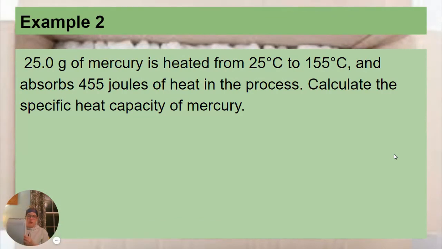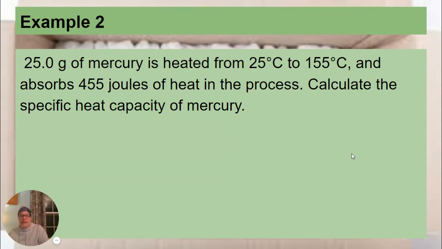Okay, so here's example 2. I feel like this is a possibility of something you could see on the test. So we've got 25 grams of mercury heated from 25 degrees Celsius to 155, and it's telling you it's absorbing 455 joules of heat in the process. Calculate the specific heat capacity of mercury.